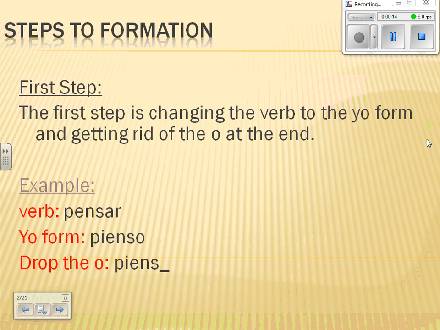Okay. Here are the steps to forming a subjunctive. The first step is changing the verb to the yo form and getting rid of the o at the end. For example, let's say the verb is pensar. You'll change it to the yo form, which is pienso, and then drop the o. Then you'll be ready to add the correct ending.